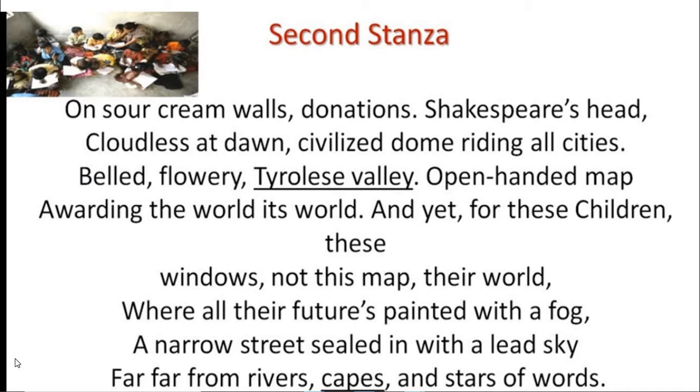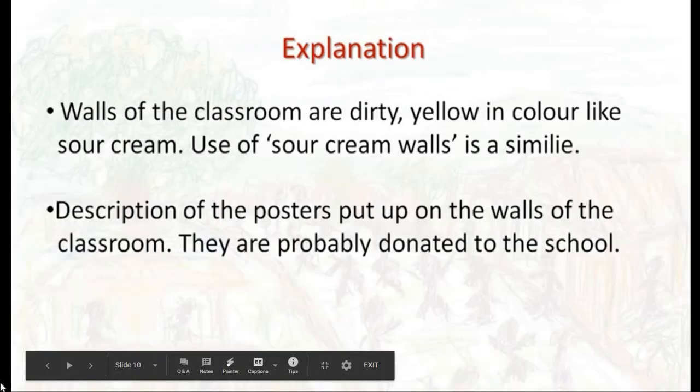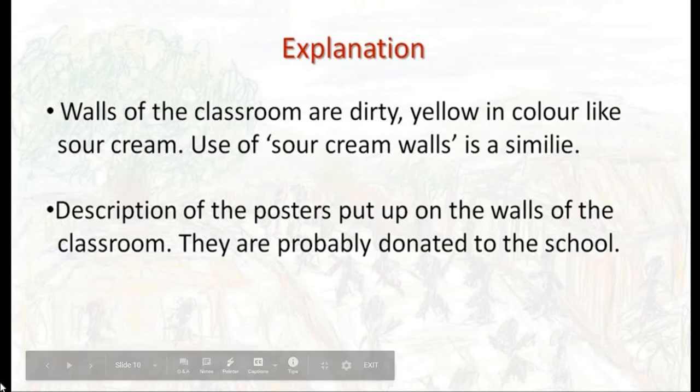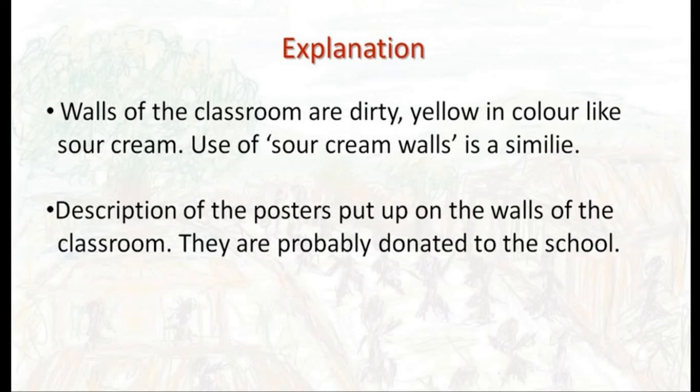Now, let us know the explanation of line 1, on sour cream walls, donations. Now, the poet in this particular stanza is trying to describe the condition of the infrastructure of the school and the classroom. He wants to say that the classrooms are not maintained properly, they are ill-maintained, and the walls are painted in a lifeless cream color.